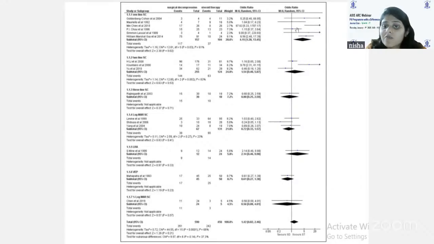So here in the first subgroup analysis, whenever they set the Snellen improvement threshold criterion as one line, they found a statistically significant incline towards going for steroid therapy rather than surgical decompression. In all the remaining studies, we can see that the diamond crosses the line of no effect, and therefore they did not have a significant contribution.